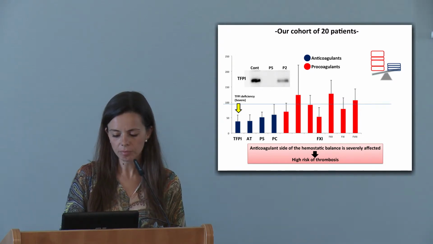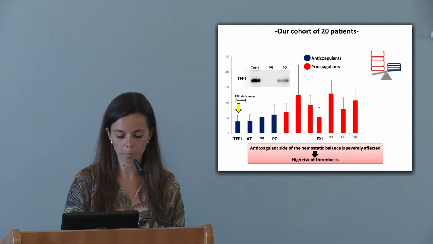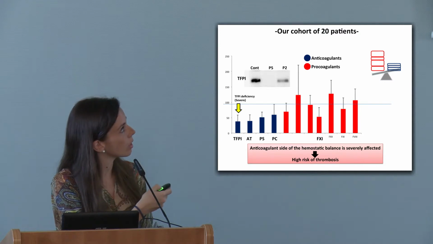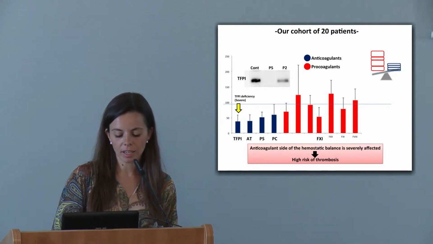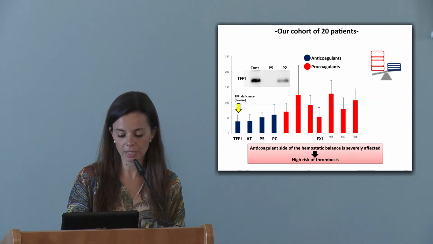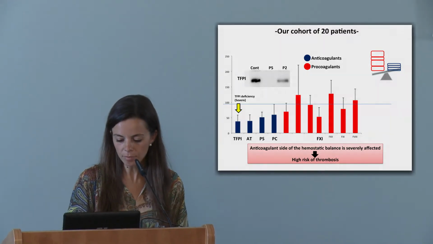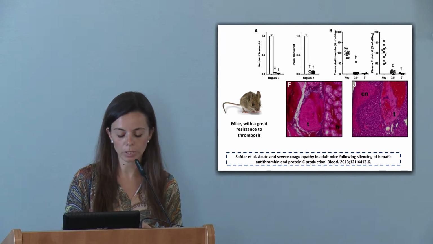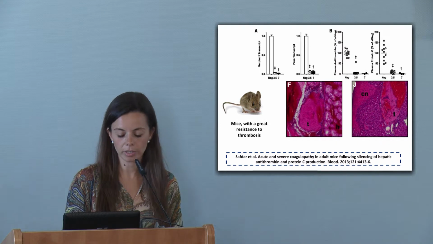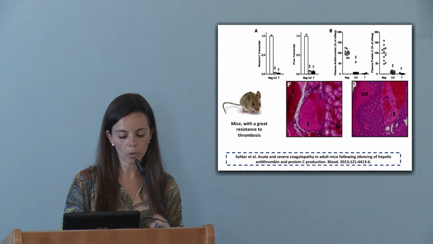Something very remarkable was that, for the first time, we identified TFPI deficiency in these patients. And it is also very severe, as you can see here in two representative patients. So with this view, we could see that the anticoagulant side of the hemostatic balance is severely affected. So it seems that these patients could have a very high risk of thrombosis. In experimental mouse models, there is a mouse that is very resistant to thrombosis, and in this work, they reduced the levels of two anticoagulants, protein C and antithrombin, to levels around 10%. And in these mice, thrombosis occurred spontaneously and very quickly.